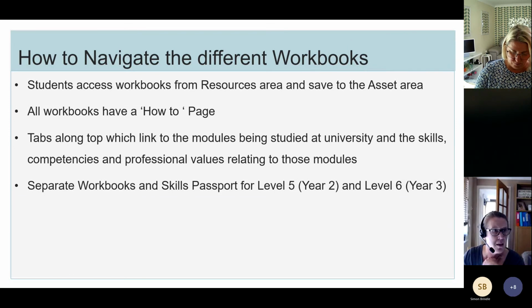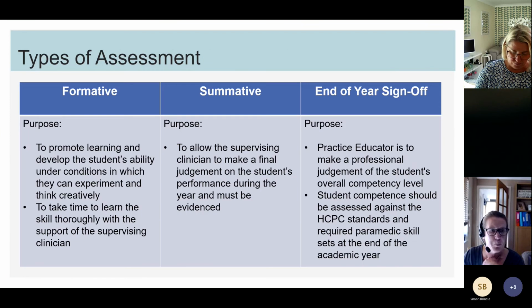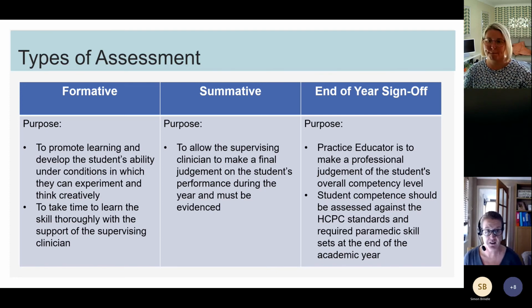So, types of assessment. As I briefly mentioned, there are various different types of assessment that can be used. We use the terms formative, summative and an end of year sign off. The formative are the ones that, as they're progressing through the year, promote the students' learning and their ability under conditions in which they can think creatively about how they're going to manage that job and that situation, treatment plans, things like that. And then they take time to learn that skill thoroughly with the support of the supervising clinicians.